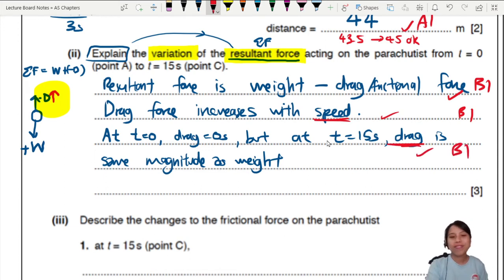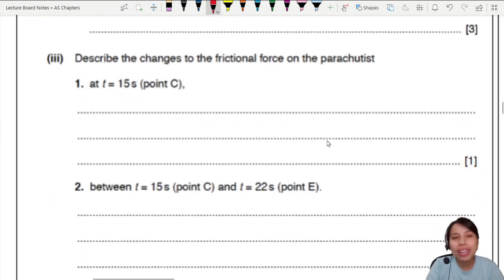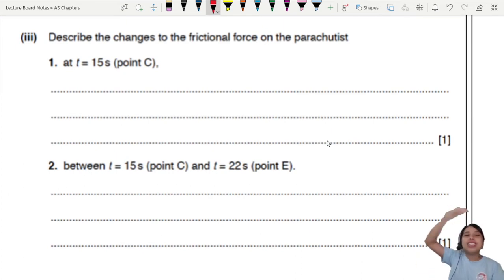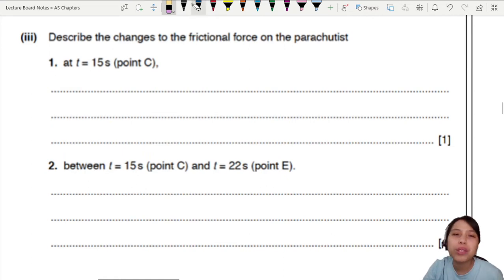That's the last one. The next few questions, if you haven't tried them out yet, I encourage you to pause the video, maybe try to write out some explanations, see if you manage to think carefully what they are asking for, and come back and we look at the question together. Okay, describe the changes to frictional force, drag force. They call it frictional force. Maybe we should stick with that.